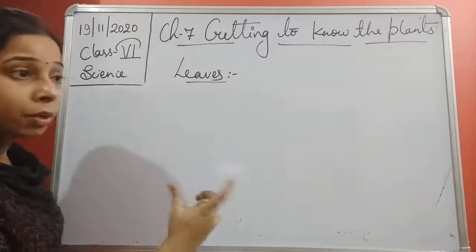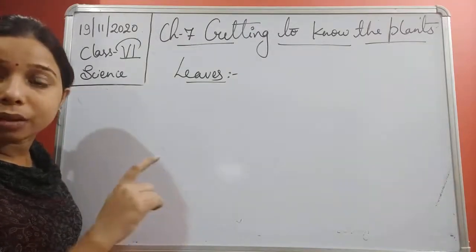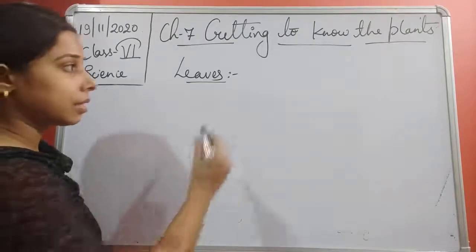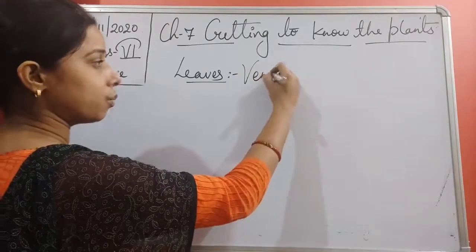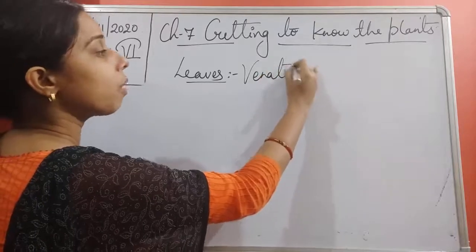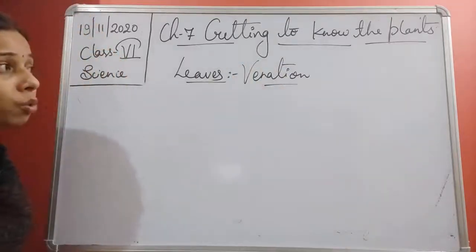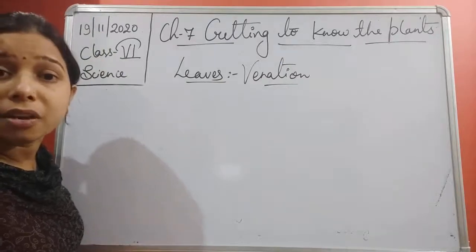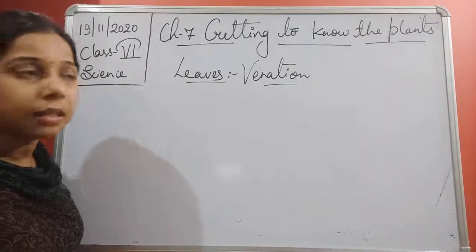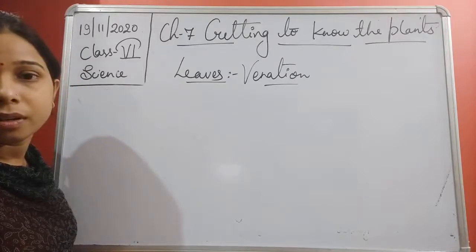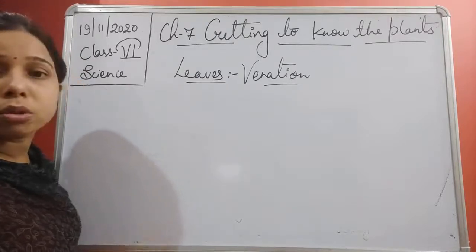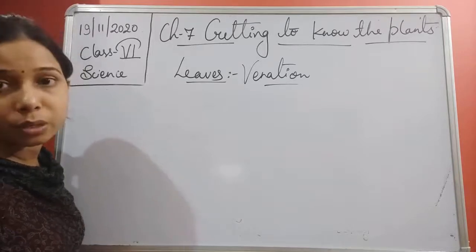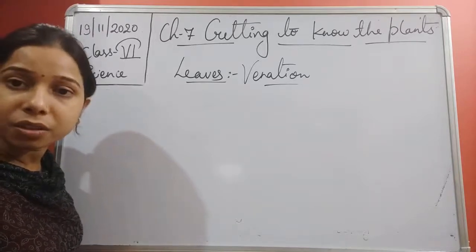Now, the arrangement or pattern of the veins, we study in a term known as venation. So, venation is what? Basically, it is the arrangement of the veins on the surface of the leaf lamina. That is the venation. Venation is also divided into two: reticulate venation and parallel venation.